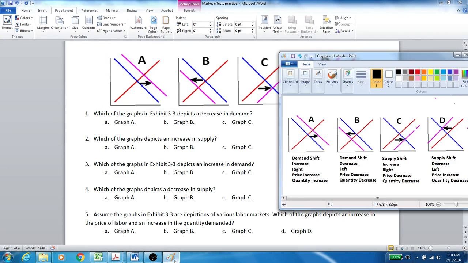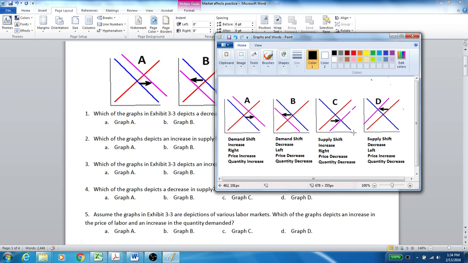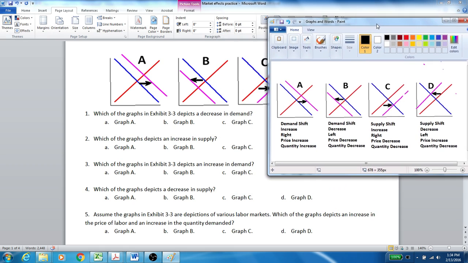Well, to help you, I've taken this little reference page, and you might want to repeat something like this on your 3x5 card when you take the test. We see the first graph is a demand shift increase to the right. It's a price increase and a quantity increase. Demand shift decrease to the left is a decrease in price and decrease in quantity. Since question 1 is asking about a decrease in demand, and a decrease in demand is B.